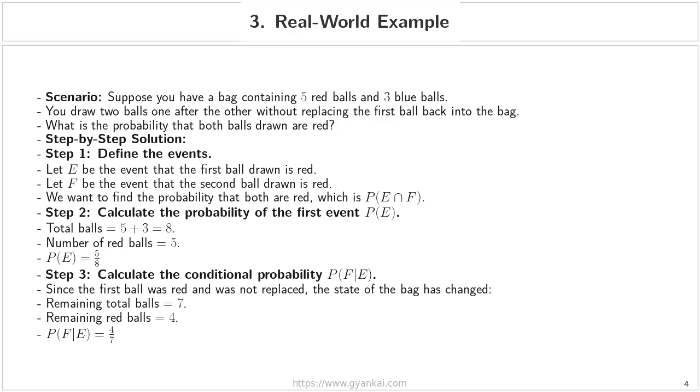Because of this, the composition of the bag has changed. We now have only 7 balls left in total, and only 4 of them are red. Therefore, the probability of the second ball being red, given that the first was red, is 4/7.